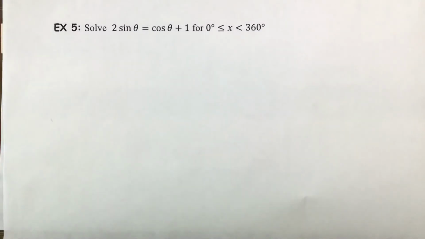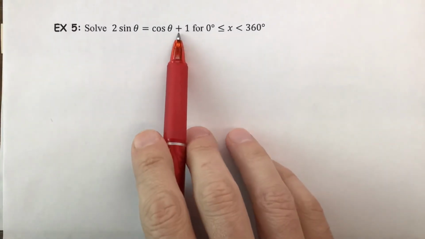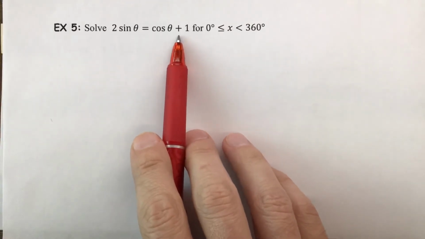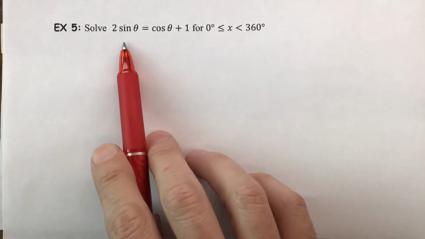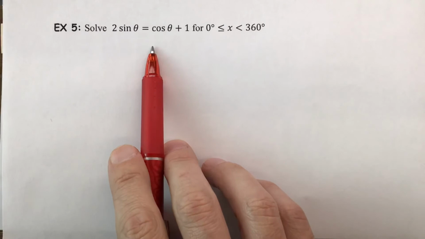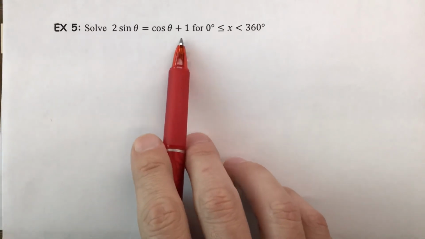All right, and last, example number 5. It looks a lot like example 4, except that there is a +1 right there. We have a +1, and unfortunately that changes things significantly. You cannot actually divide by the cosine theta and change it into tangent. This is going to end up being about 10 times as long just because of that +1.